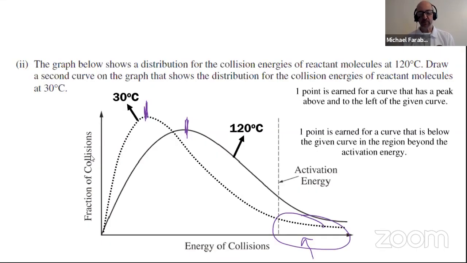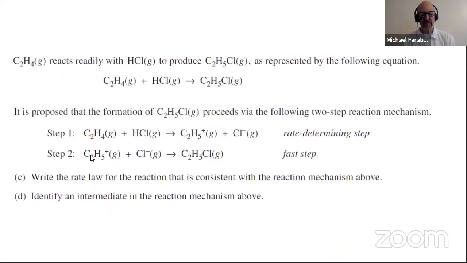All right, there was another homework problem that Mr. Byrne gave you, and that was, we have a reaction that's been broken up into 2 steps. We have a rate determining step, step 1, which is the slow step, and then we have step 2, which is a fast step. So our job is to write the rate law for the reaction that is consistent with the reaction mechanism.